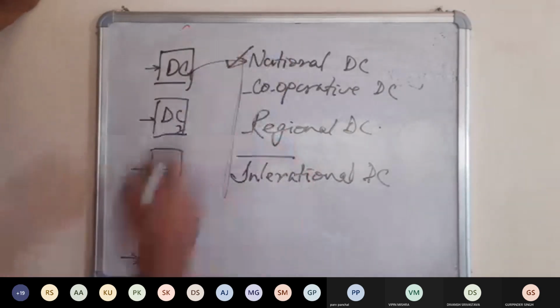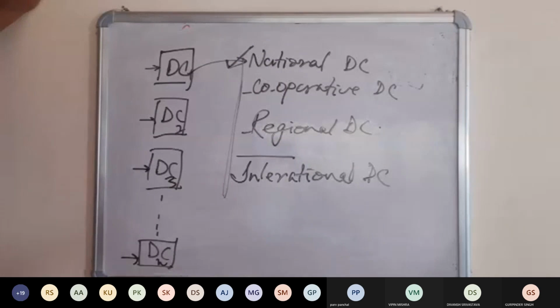National data center collects data from only flag vessels. It is not necessary for it to collect data from any other country. One country, one data center, only that country's flag vessels. For example, India is NDC. India is having national data center. DG Shipping collects data only from its own flag vessels.